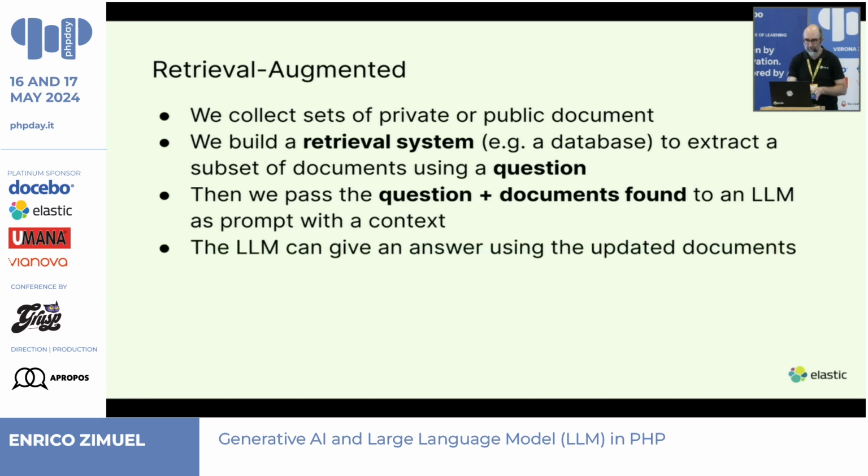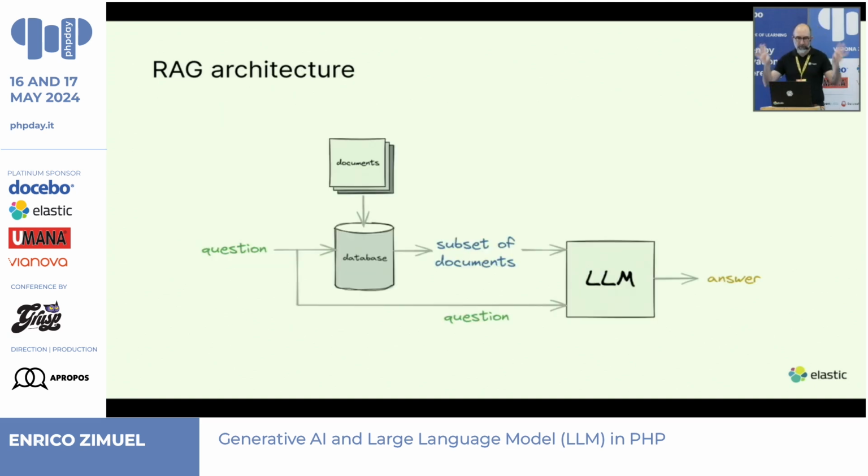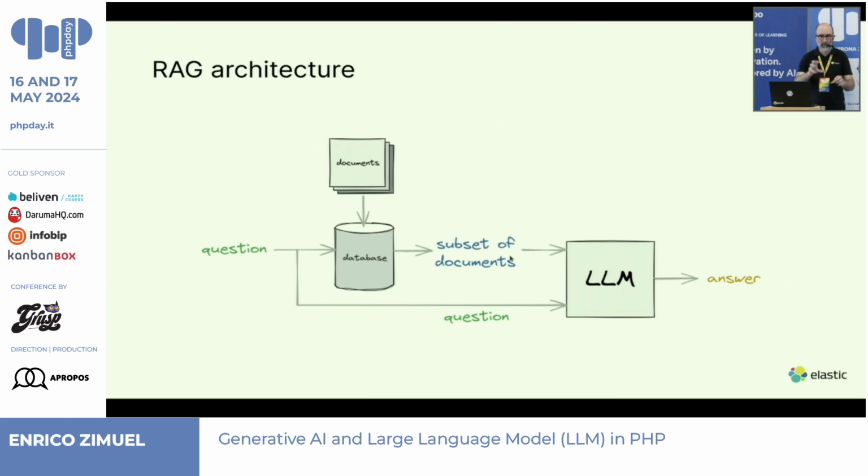That's the idea. If you want to picture this, you have a question on the left side. You ask the database to give you the documents. It provides a subset of documents that are close to the meaning of the question. This subset of documents plus the question is sent to the LLM. And the LLM gives you an answer.